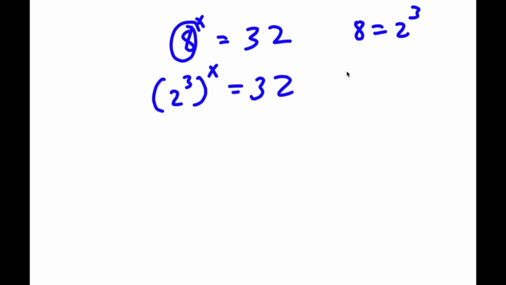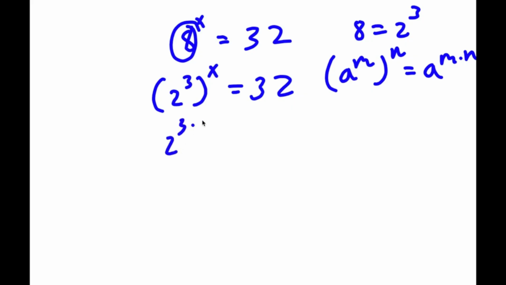Now if I have something in the form a to the power of m to the power of n, this is equal to a to the power of m times n. So 2 to the power of 3 to the power of x is going to equal 2 to the power of 3 times x. 3 times x is 3x, so I have 2 to the power of 3x is equal to 32.